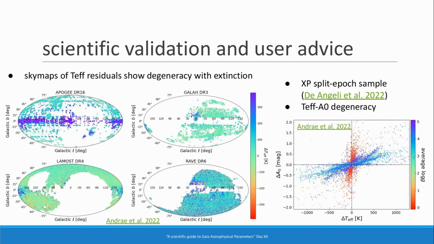It's color-coded by the surface gravity. So you can see that for dwarfs, the temperature extinction degeneracy looks different than for giants. In particular, for dwarfs, you can easily have 500 Kelvin errors due to the temperature extinction degeneracy.